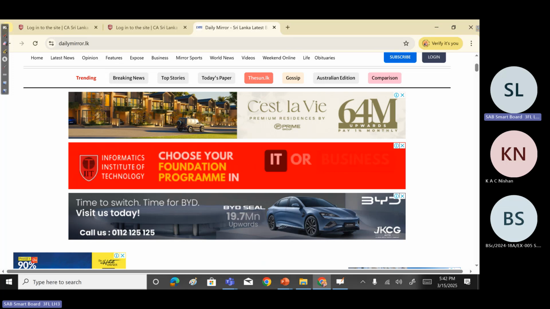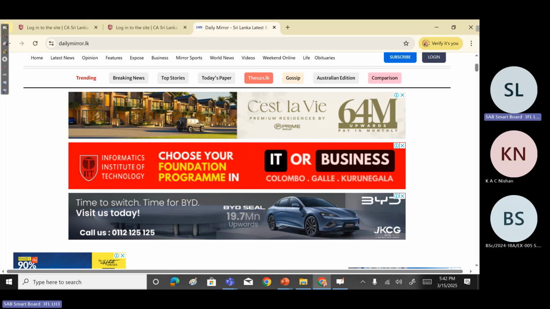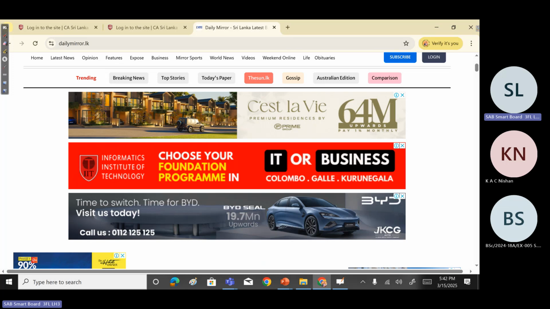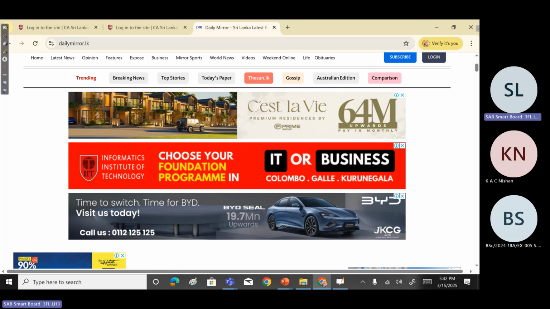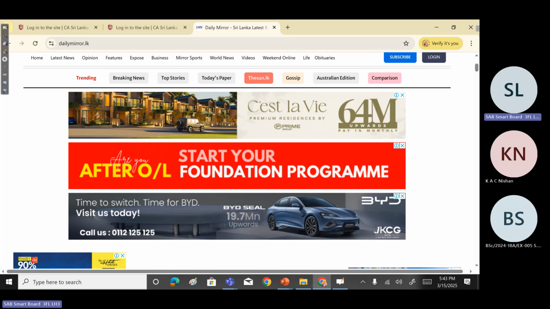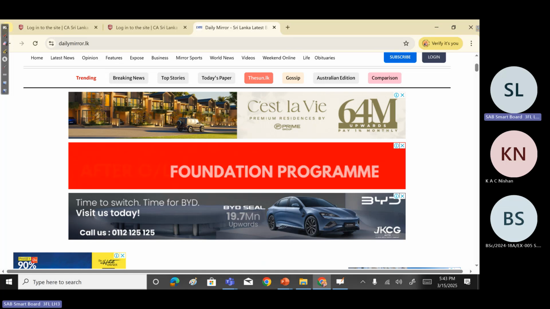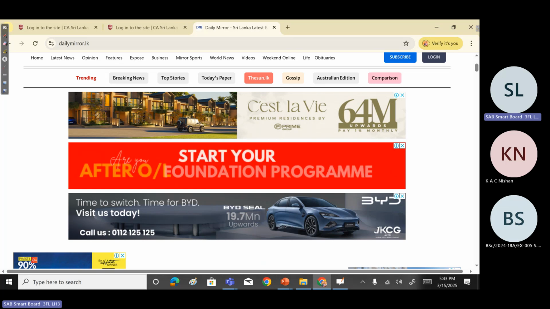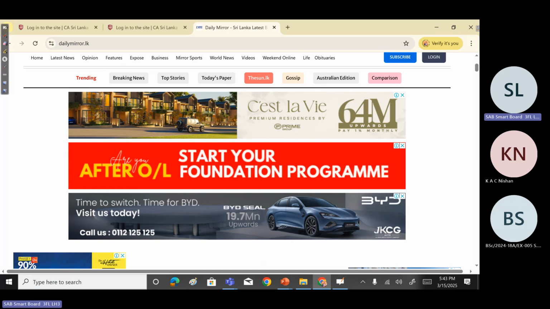CPM means what? Cost per mil. Cost per mil means based on the number of customers who visit Daily Mirror, they will charge IIT. Usually what they say is per 1,000 viewers, they will charge $20. So usually mil here means per 1,000. So per 1,000, they will charge IIT, Information Technology Institute, $20. Now, 1,000 people might come to Daily Mirror and they are going to charge $20 from whom? IIT. That's called cost per mil.